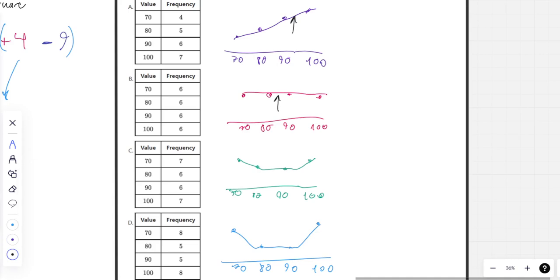The mean here would be right in the center, the mean here would be right in the center, and the mean here would be right in the center. They're all symmetrical, except this one has the highest mean because it's skewed most towards the largest numbers.